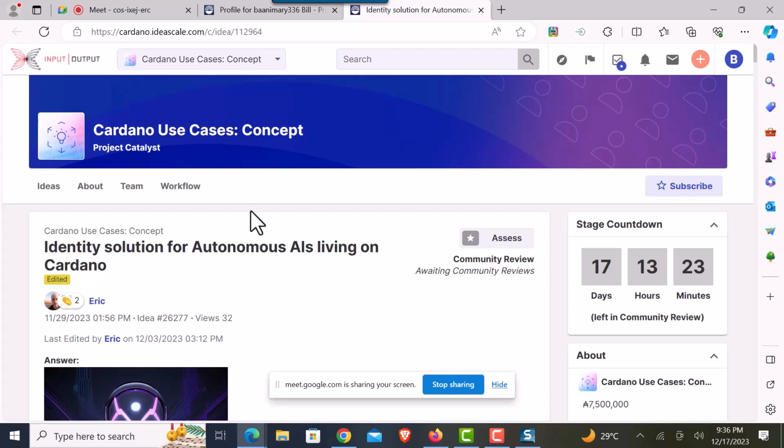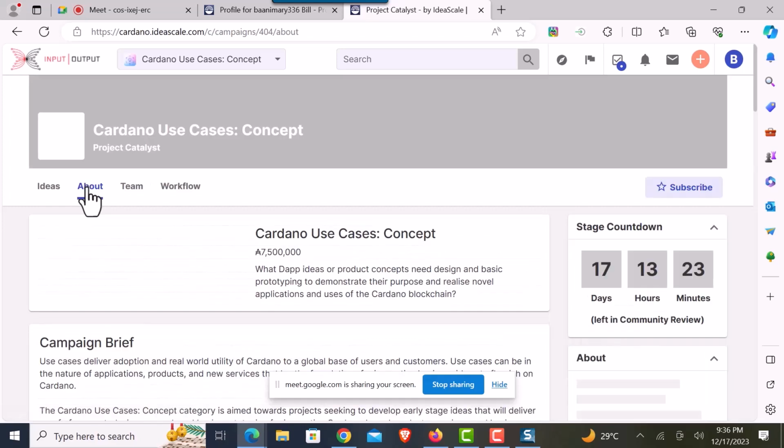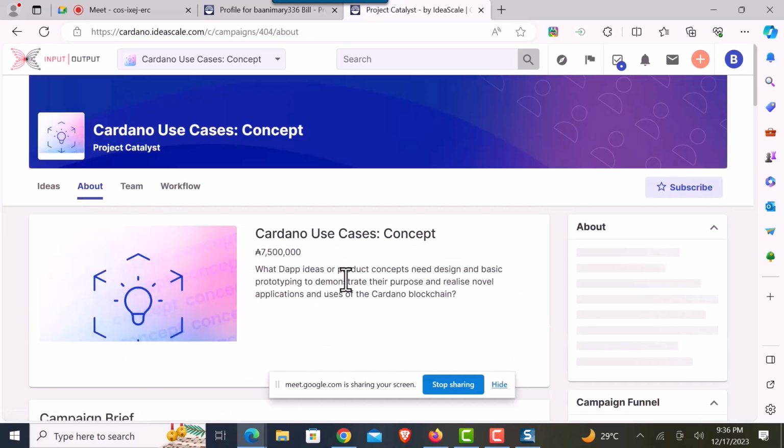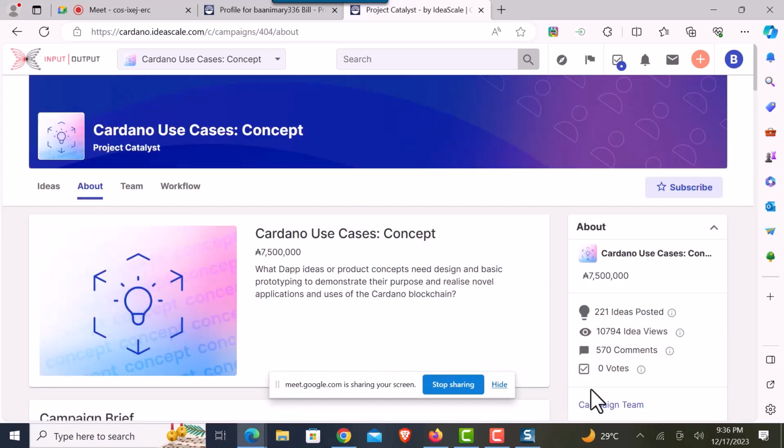If you really want to access the challenge setting itself, you just go to About. Let me click there and you will see. About talks about the challenge, so you just read through it. What decentralized application ideas or product concepts need design and basic prototyping to demonstrate their purpose and realize novel applications and uses of the Cardano blockchain?